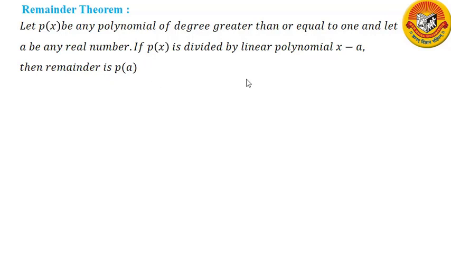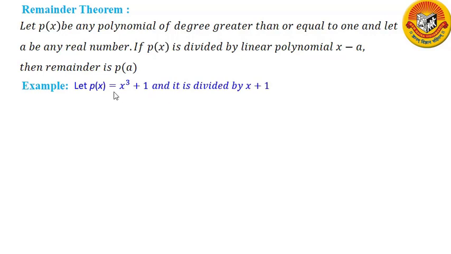Now see, if I am dividing by x minus a, the remainder is given by P of a. What is this a? a is the zero of this linear polynomial, x minus a. Now what is a zero? Zero is that value of x which gives me this expression as 0. So a minus a is 0. So I am putting a here in place of x. Now let us understand this with the help of an example.